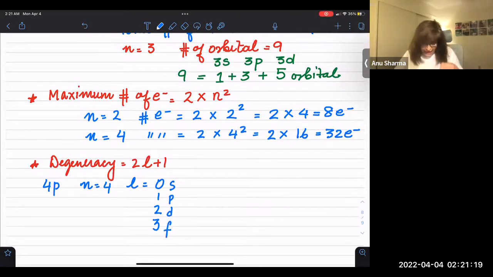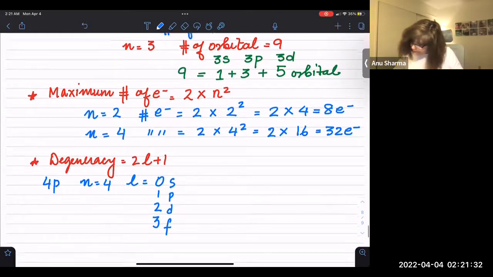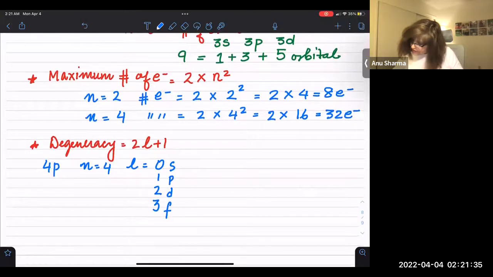Okay. So if they're saying 4p, the degeneracy would be 2 times the L. I'm forgetting this one. I need to look at this one. I'm not sure about this one, but maybe a little bit phasing out. So hold on to this, okay?